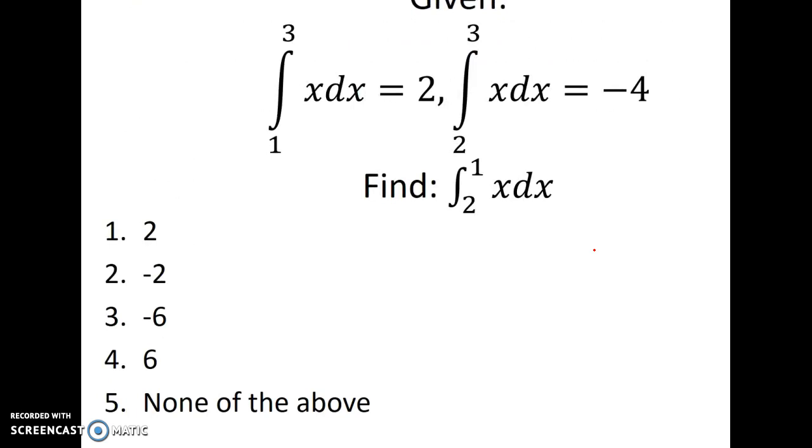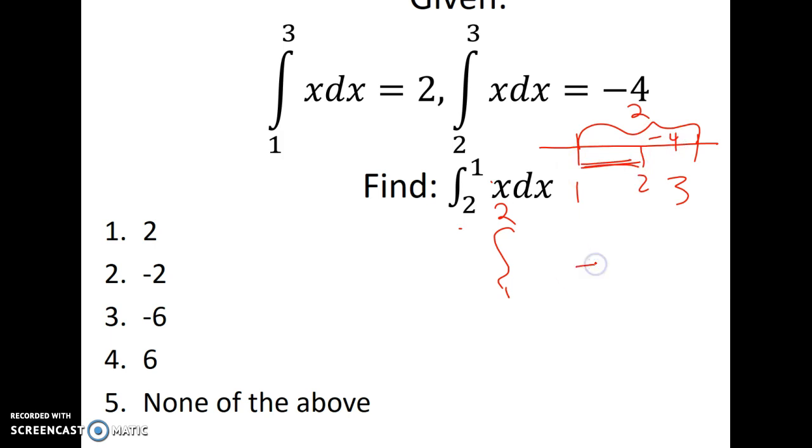Let's talk about this one. We want from 2 to 1, which we know is the opposite of 1 to 2. So we have, again, I like to look at a number line. From 1 to 3 is given as 2. And then from 2 to 3, it's given as negative 4. So 1 to 2 would be 1 to 3 minus 2 to 3. So 1 to 3 was 2, minus 2 to 3, minus a negative 4. And that is going to leave us with 1 to 2. But we want 2 to 1.